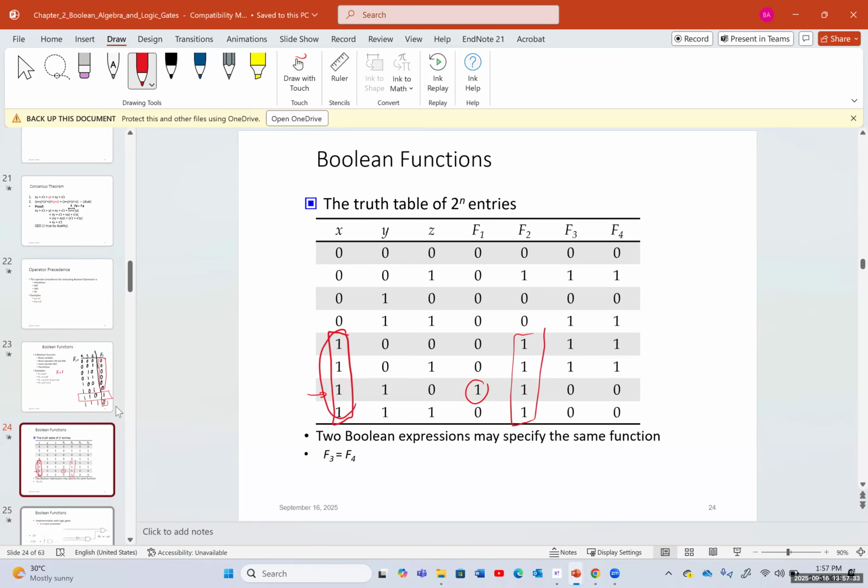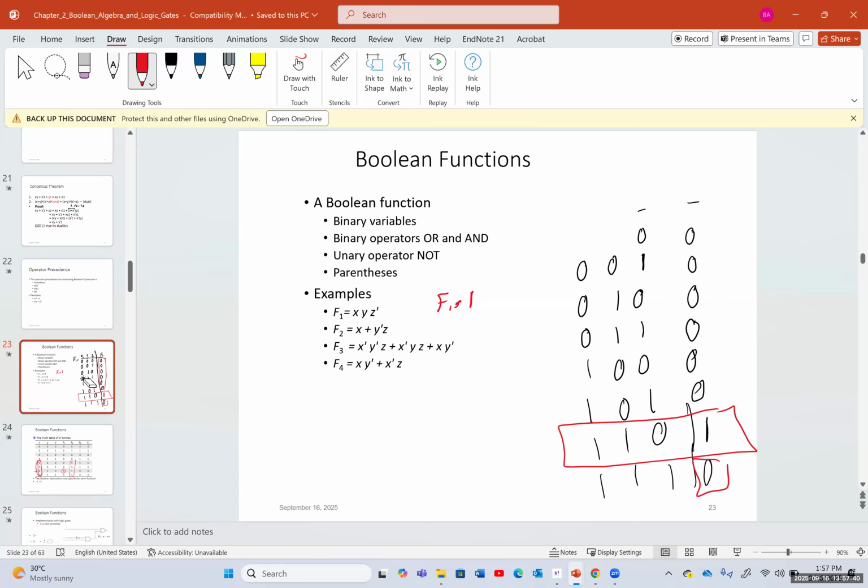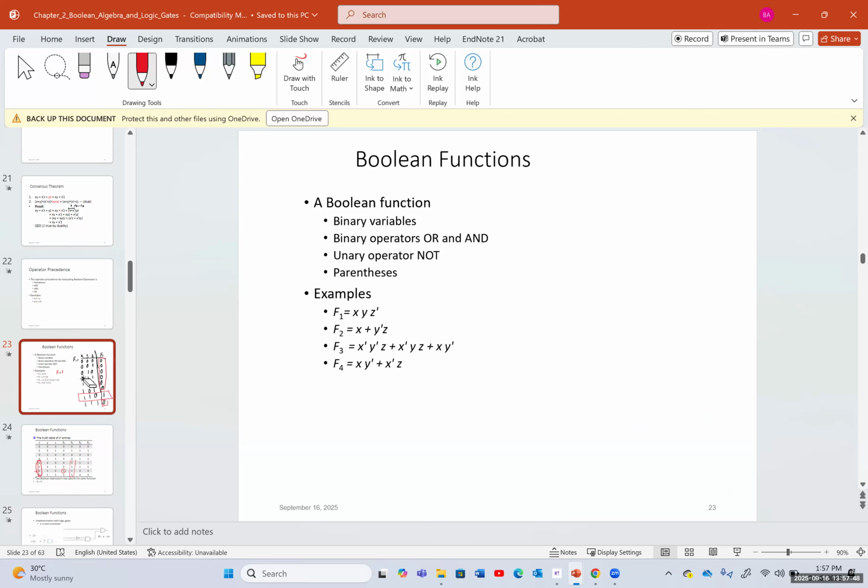Now we could draw the Boolean functions by implementing the logic gates as well. If I want to draw the logic gates for the first one, I have 3 inputs. I have x, y, and z. And how are they connected? x, y, and I have z prime. So I'm going to put a NOT gate here, and I could connect all these 3 together and put them in an AND gate. So the output would be x y z prime.